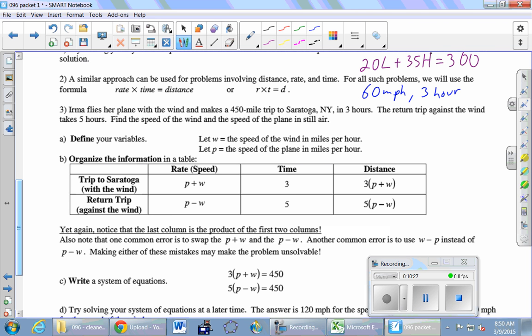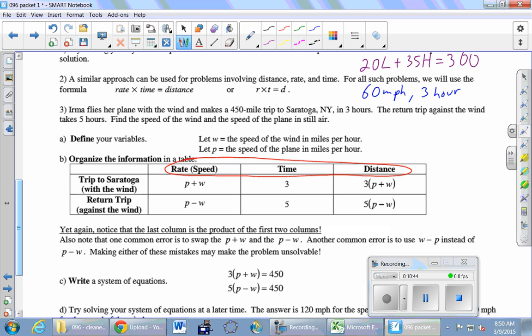And then we're going to fill in with brand new headings. So this looks different now from all the tables that we've had before about rate and time and distance. And if we put them in that order, then what do we do to the first two columns to get the last column?